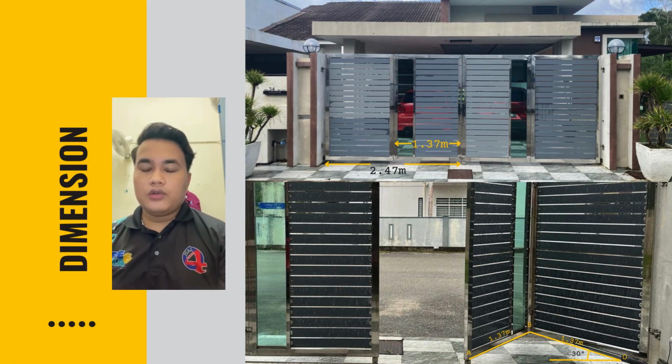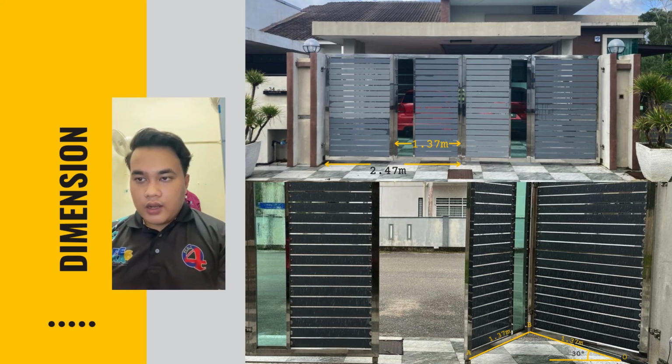Next, we go to the dimension of the outer gate, the double side of the outer gate. At the top of the picture, we can see that the half of the outer gate is 2.47 meters. For one side, the half outer gate is 1.37 meters. At the bottom of the picture, A to B is 1.37 meters, and the same measurement for B to O is 1.37 meters, and the angle at O is 30 degrees.